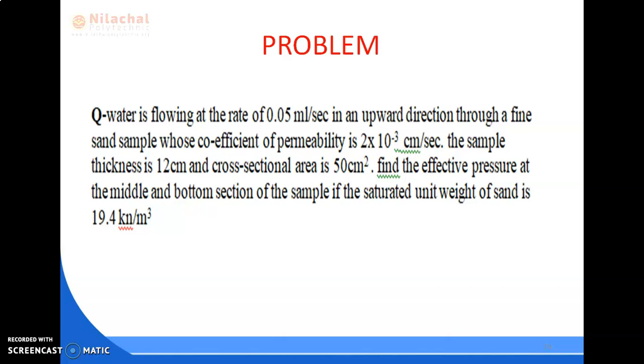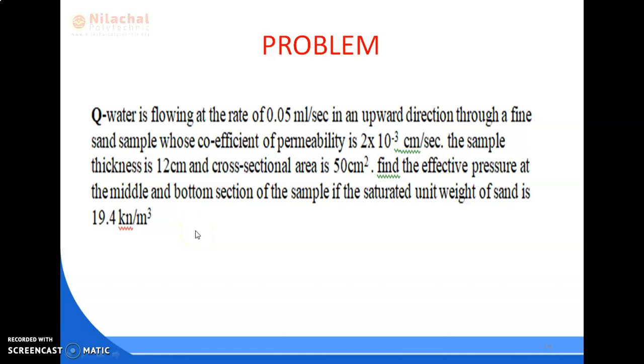Water is flowing at the rate of 0.05 ml per second in an upward direction through a fine sand sample whose coefficient of permeability is 2 into 10 to the power minus 3 centimeter per second. The sample thickness is 12 cm and cross-sectional area is 50 cm square. Find the effective pressure at the middle and bottom section of the sample if the saturated unit weight of the sand is 19.4 kilonewton per meter cube. So this is our question.